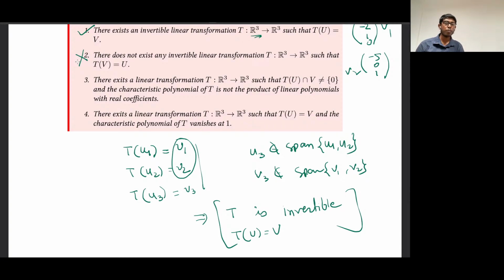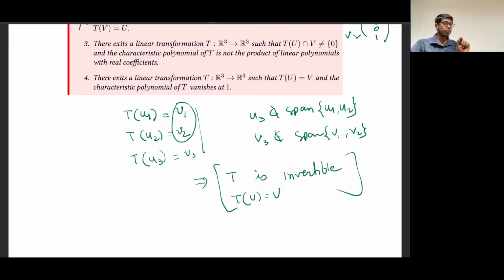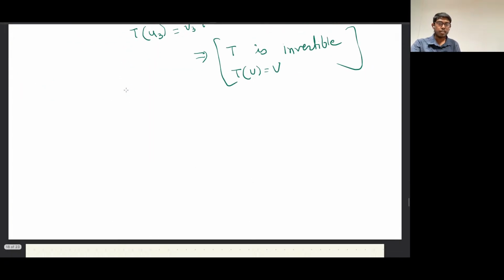Okay, so is this clear? The options 1 and 2. So we can proceed to options 3 and 4. So let's proceed to option 3. Option 3 says that there exists a linear transformation from R3 to R3 such that T of U intersection V is non-zero and the characteristic polynomial of T is not the product of linear polynomials with real coefficients. So it means that all the eigenvalues of T should not be distinct, because if all the eigenvalues of T were distinct, then I could write the characteristic polynomial as linear factors.